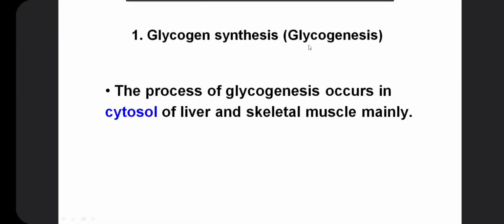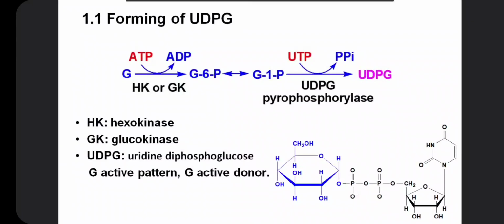First, let's see the synthesis of glycogen. Glycogen synthesis is also named glycogenesis. The synthesis of glycogen is from glucose, and glycogenesis is an anabolic process. That means it requires energy. Okay, so next, let's see the reactions involved in glycogenesis.